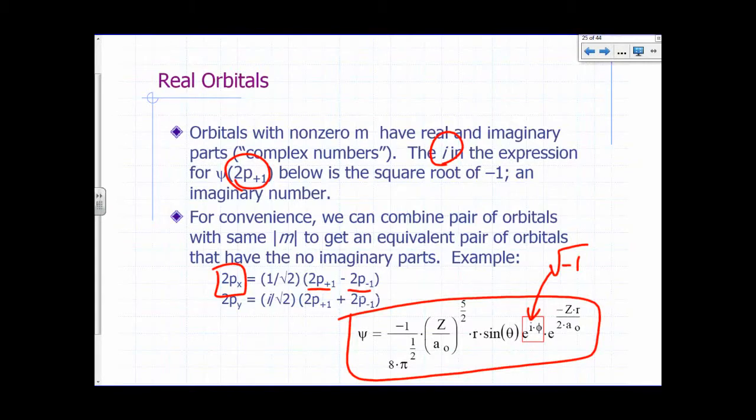Okay, so same thing. If you take 2p plus 1 and add that to the 2p negative 1 function, you get what's known as a 2py orbital. Now, the 2p0 orbital is just the same thing as a 2pz orbital. And the names x, y, and z have to do with how they are oriented in space.